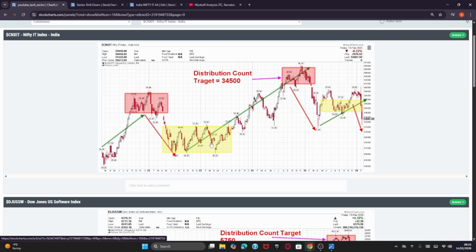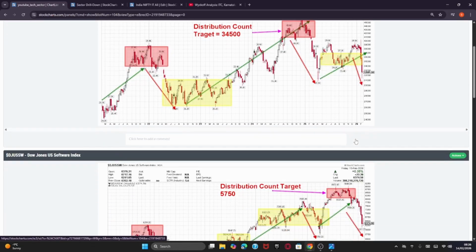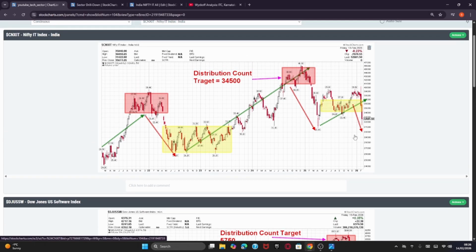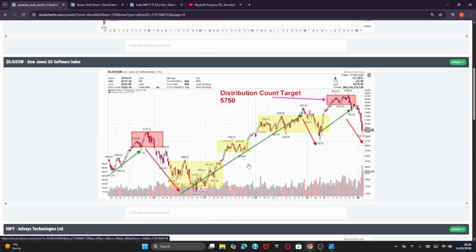The takeaway from this is that the market is going through the markdown phase, and the markdown phase is going to complete, and there will be some sideways action which could take place in the coming weeks and months before any stocks go up, either in Indian IT software stocks or in US software stocks.